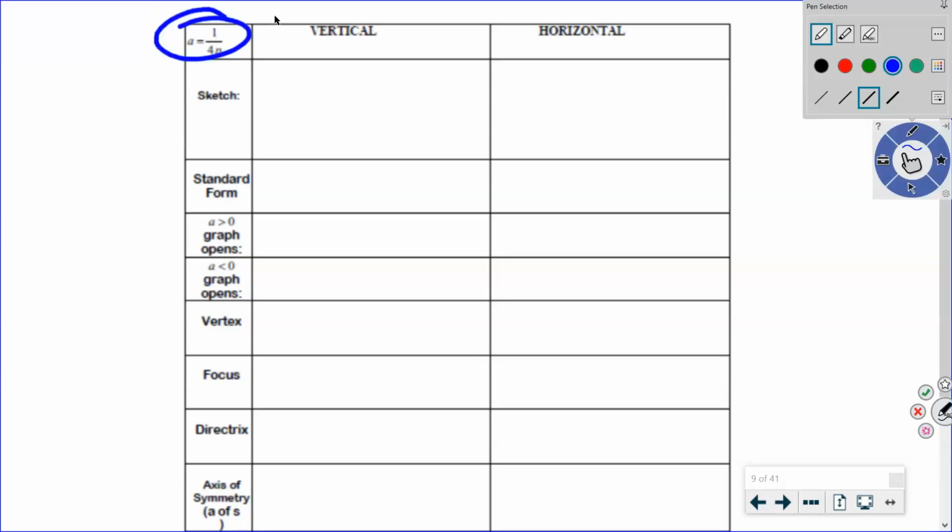All right, sketch for a vertical parabola. It's either up or down, y'all. Just sketch an up U and a down U. Not a big deal.